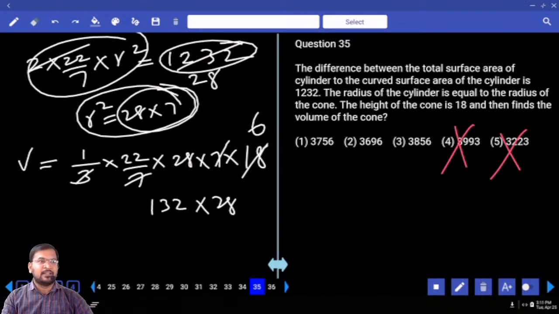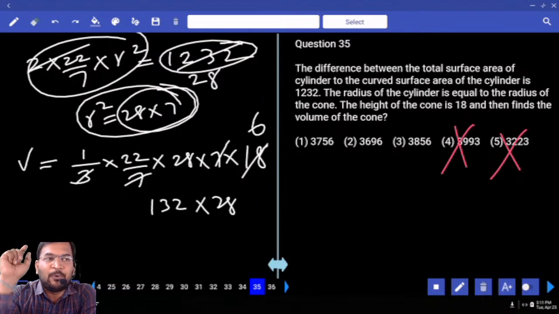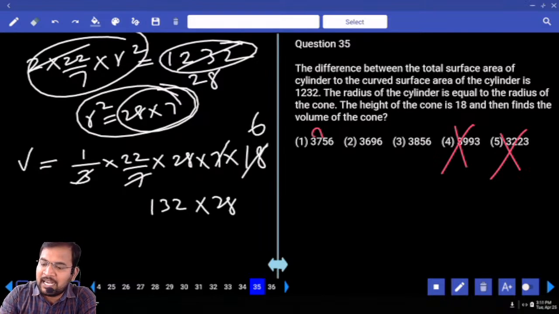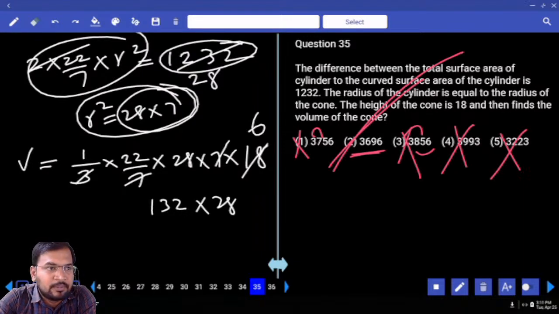How many options are there? Don't worry. Volume of the cone is related with pi. Answer should be an 11 multiple. See the first option, it's not an 11 multiple. See the second option, yes it is an 11 multiple. See the third option, is it an 11 multiple? So your answer is option 2. Are you clear? Whenever the formula is related with pi, answer should be an 11 multiple. Are you clear?